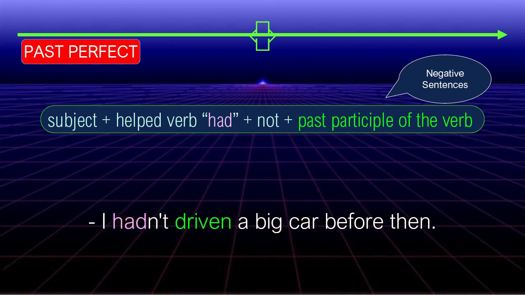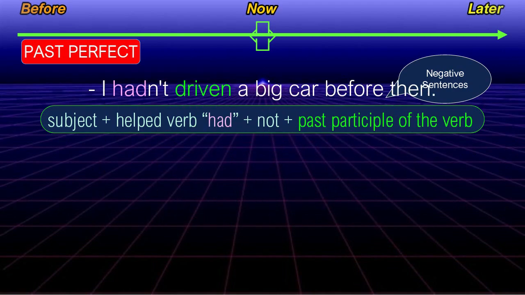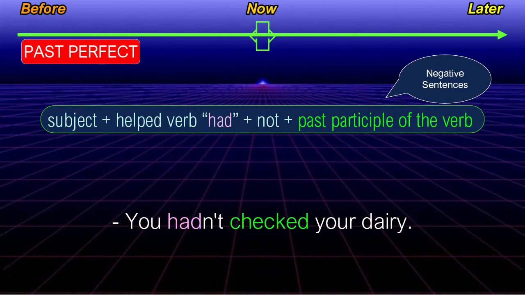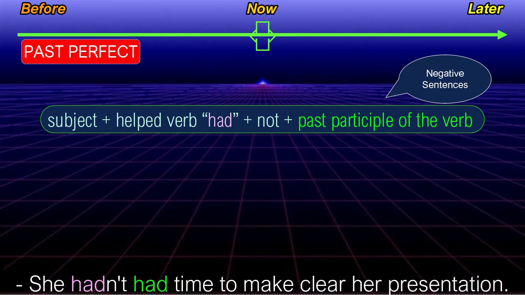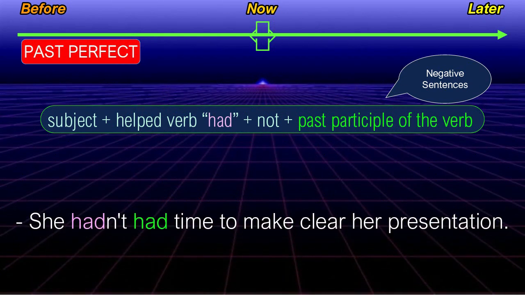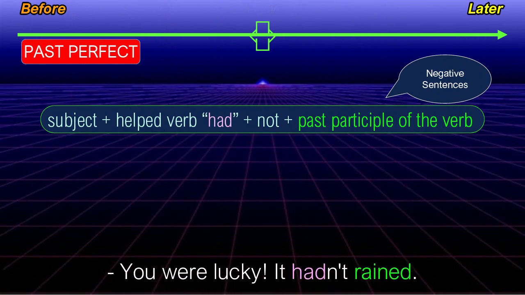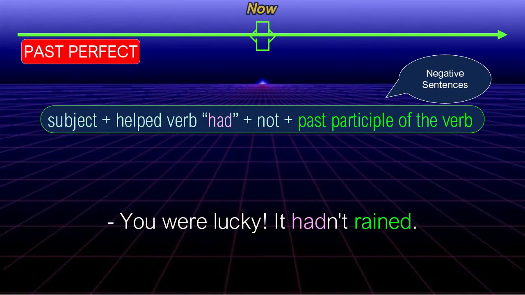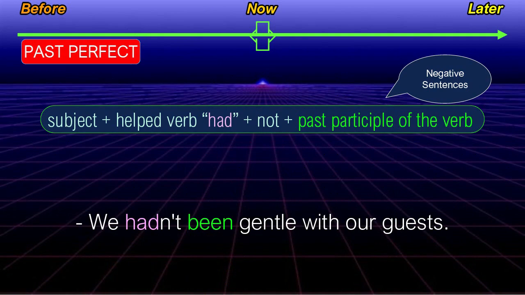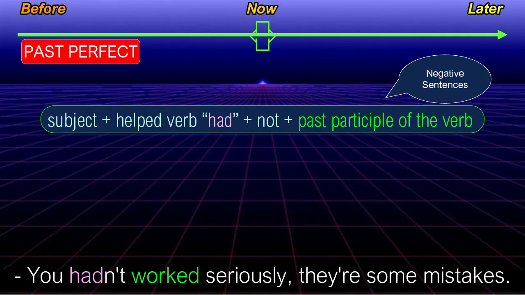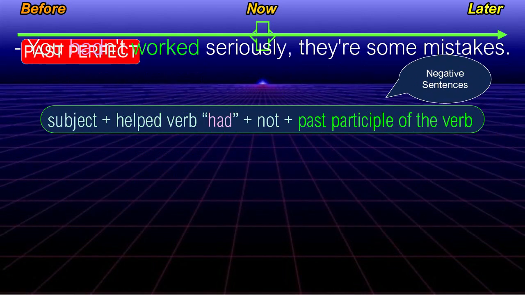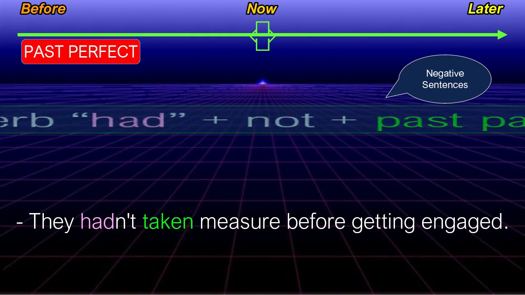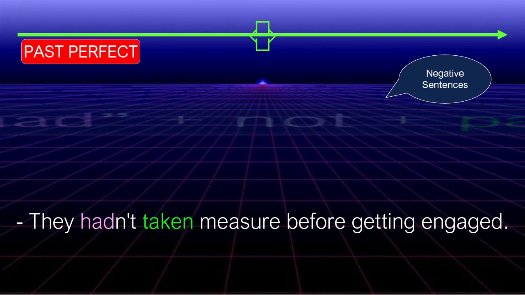I hadn't driven a big car before then. You hadn't checked your diary. You hadn't ever gone to Japan. She hadn't had time to make clear her presentation. You were lucky it hadn't rained. We hadn't been gentle with our guests. You hadn't worked seriously. There are some mistakes. They hadn't taken measure before getting engaged.